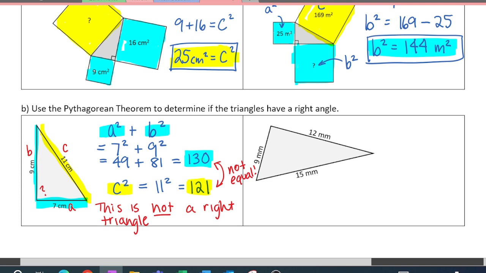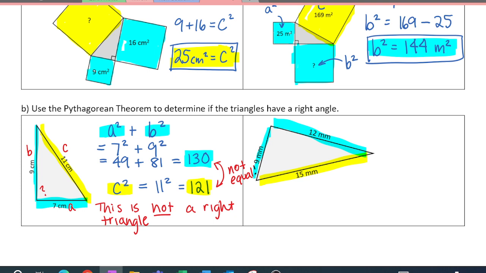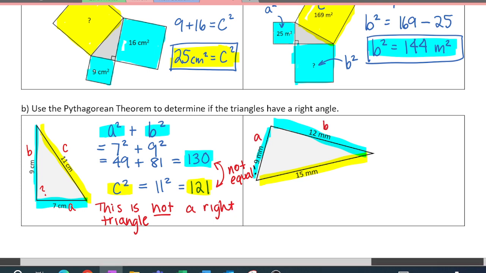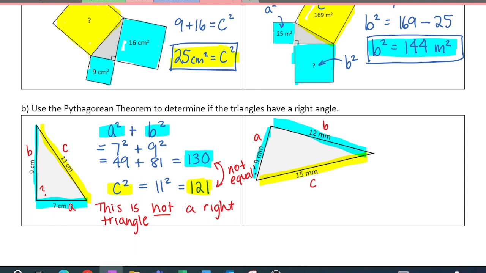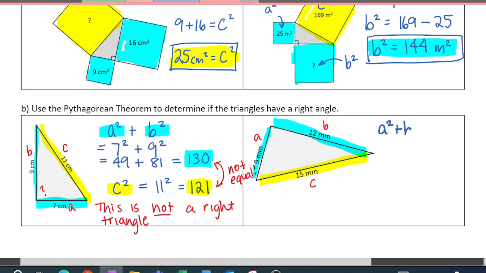Okay, well, let's try the second one here. You might consider pausing the video here because this question is quite similar. So you could try it on your own, or you can do it with me. Okay, so we have A, B, and C. Let's label our sides. And we're going to see if a squared plus b squared really does equal c squared.